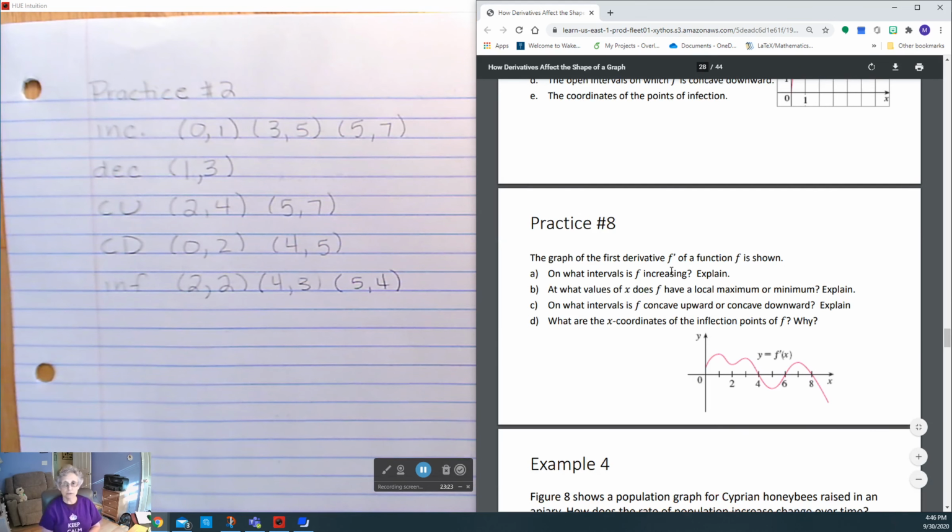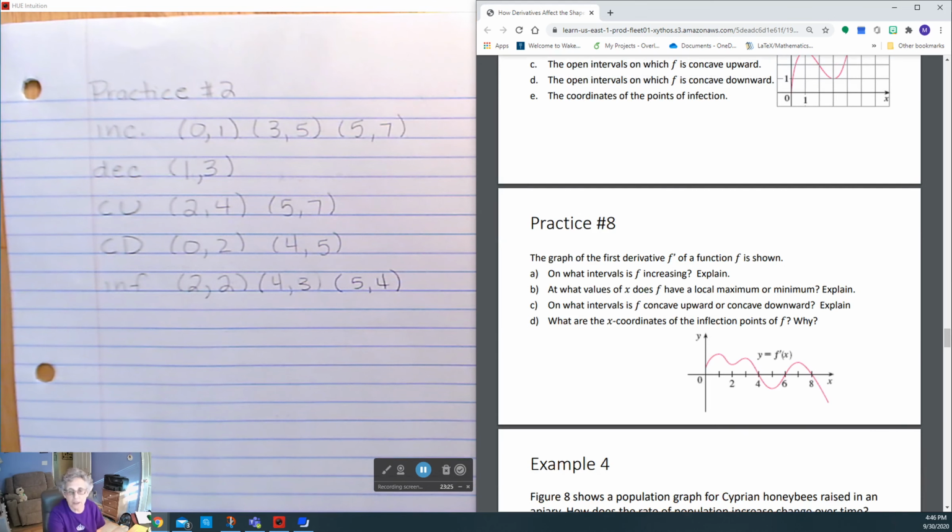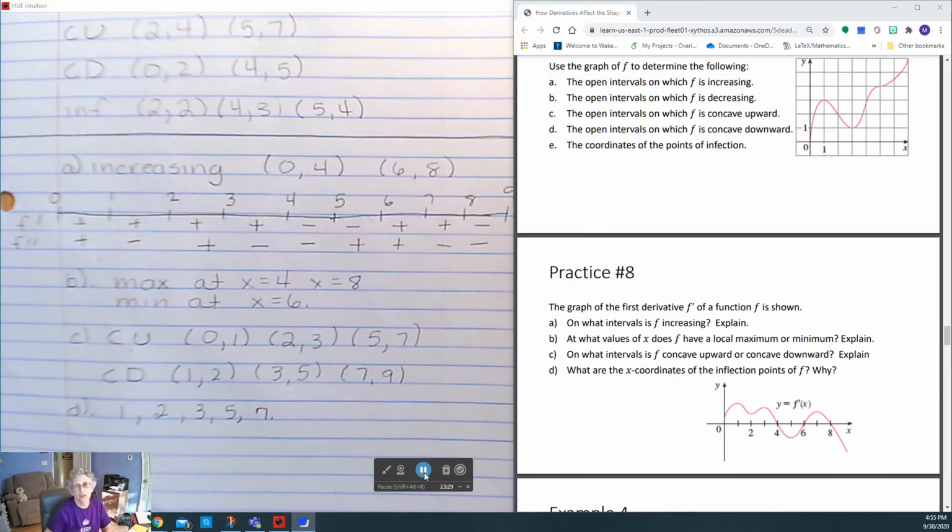I'm going to leave this one for you to do. I'll take a break. I'll do it and write it up, then you can check. Okay, I admit at first I thought this was just a graph of f, and I had to erase when I realized that this is a graph of f prime of x, the derivative.